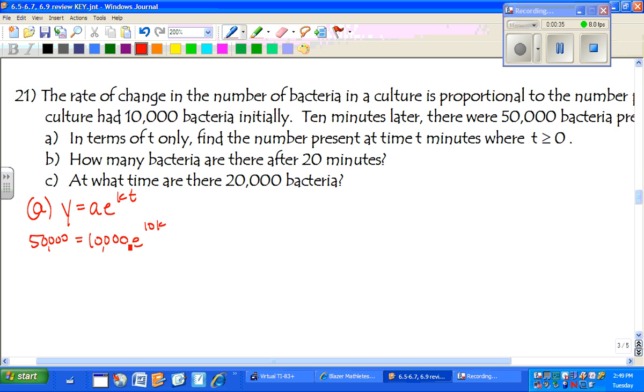So to do that, we're going to divide both sides by 10,000. I'm going to rearrange this a little bit. We have e to the 10k equals 5. Now, to solve for k, we have to change this to log form. So log base e, or natural log of 5, equals 10k. So divide both sides by 10 to get what k is.